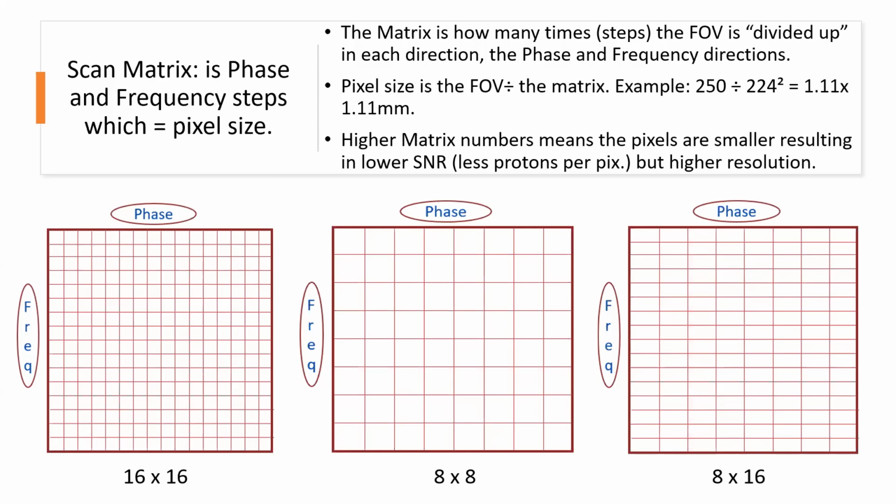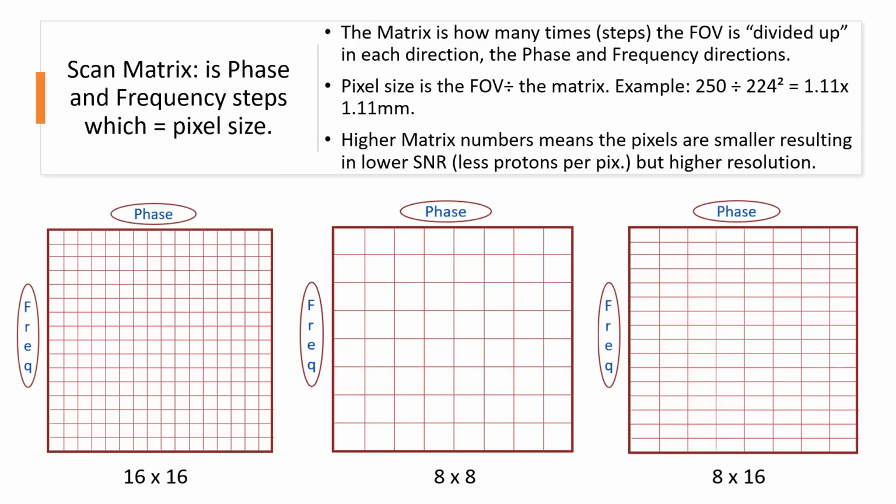So the matrix is how many steps or how many times you divide your field of view in each direction, that being phase or frequency. So pixel size is field of view divided by your matrix. For example, if they said your field of view is 250 and your matrix is 224 squared, what's your pixel size? All you got to do is divide 250 by 224, and that'll come up to 1.1. So your pixel size is 1.1 by 1.1.